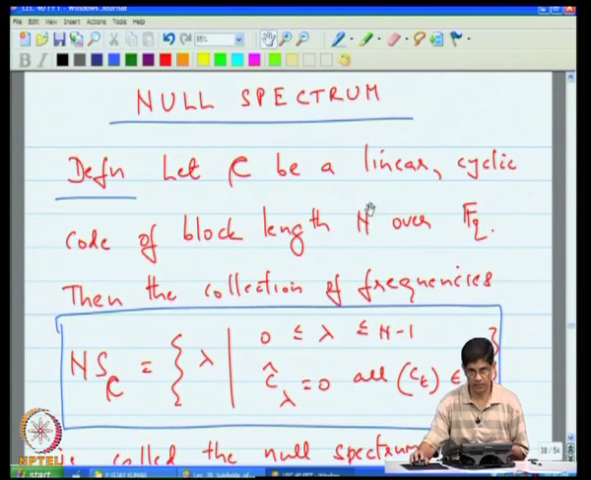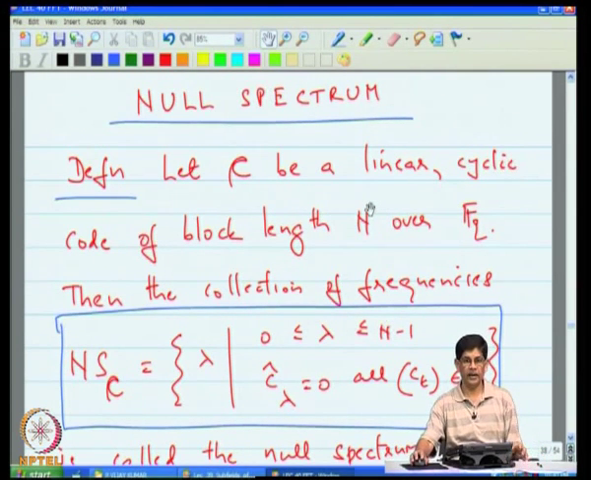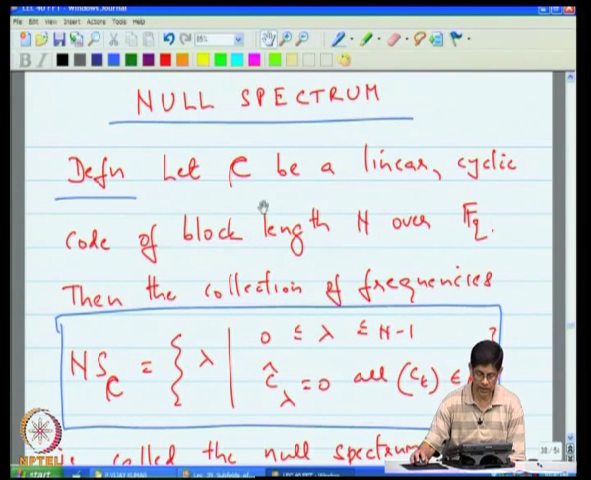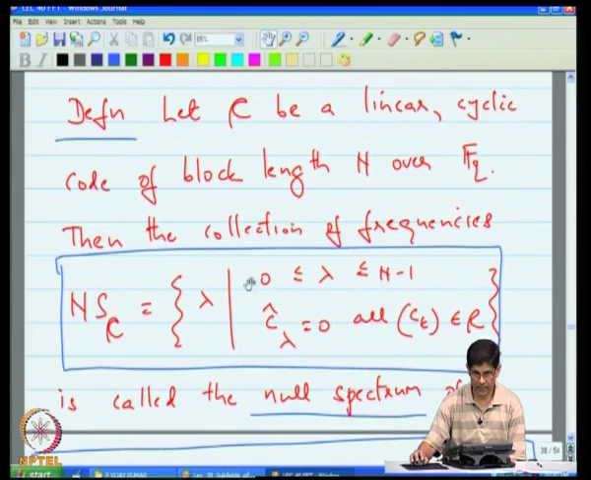The null spectrum is something that is associated with the cyclic code, and it turns out to characterize the cyclic code. So, let C be a linear cyclic code of block length n over the finite field of q elements. Then the null spectrum of the code is the collection of all those frequencies lambda having the following property. Of course, since the code words are of length n or period n, if you think of them as periodic sequences, the lambdas lie between 0 and n minus 1.